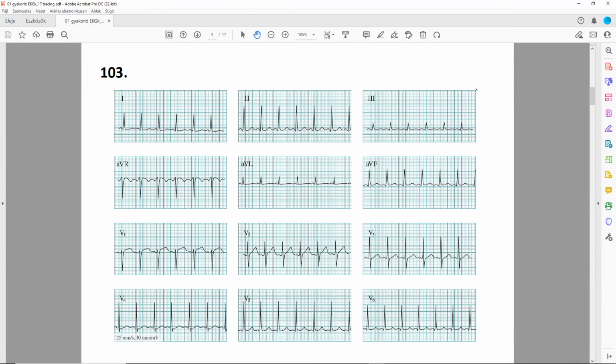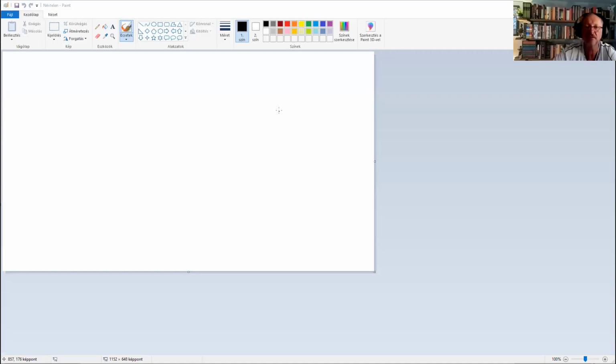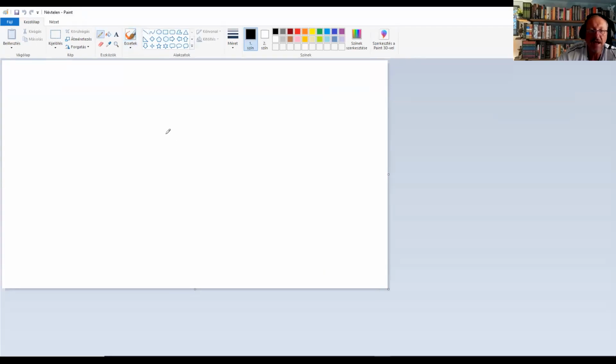Yes? Okay, I will do a different approach. I will turn on the paint, okay? I'm sharing the paint on my picture, and I will show it to you. Good. Okay, so this is the table. All right, now let's draw the hexaxial system. I'll try to draw it.